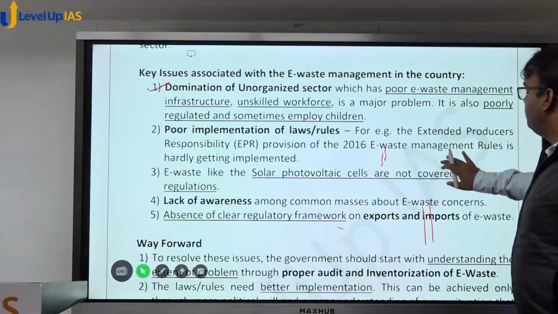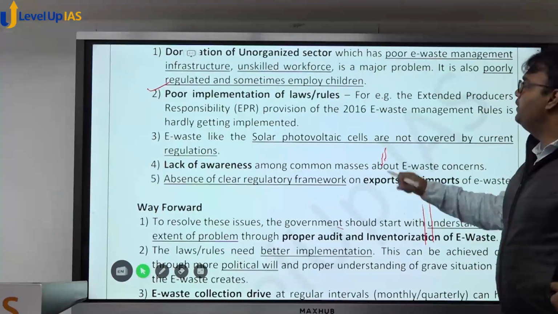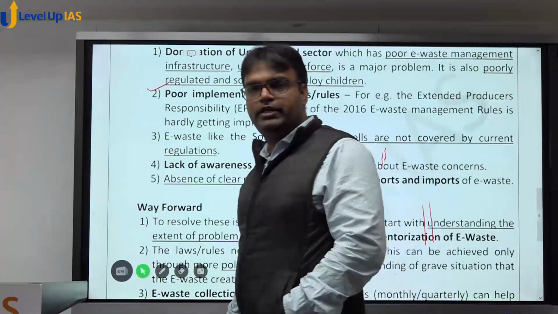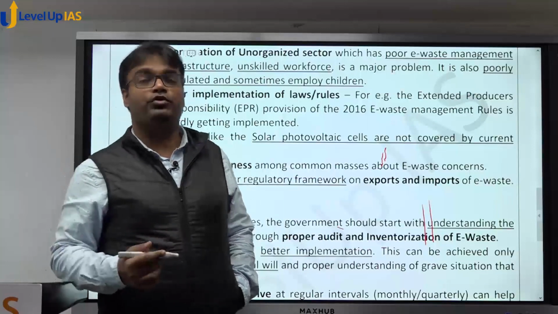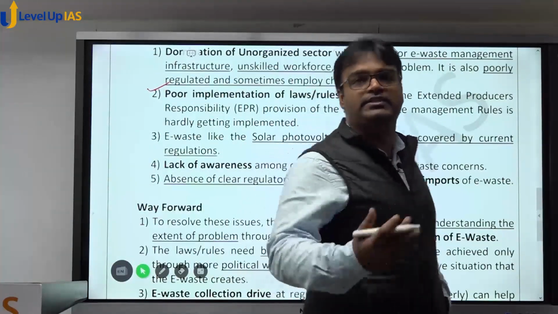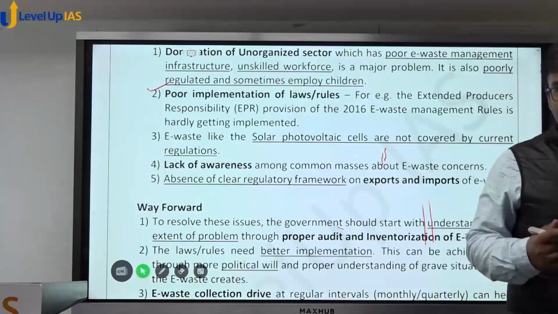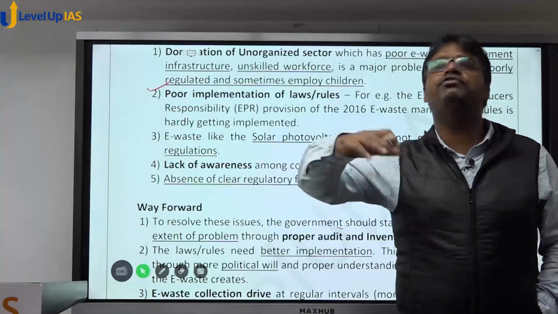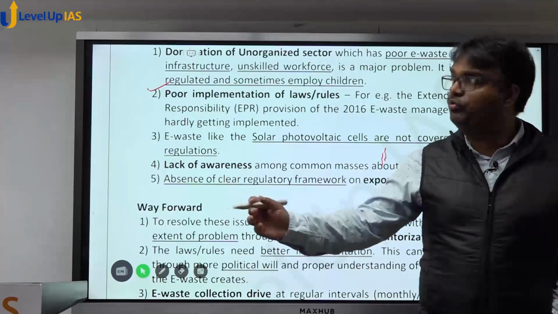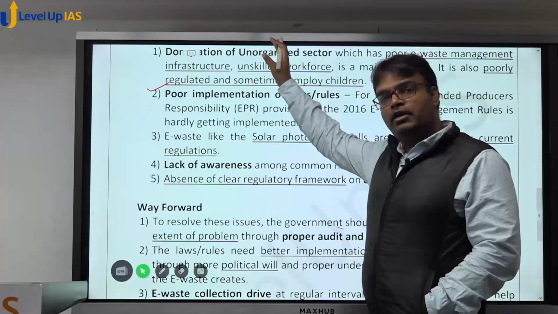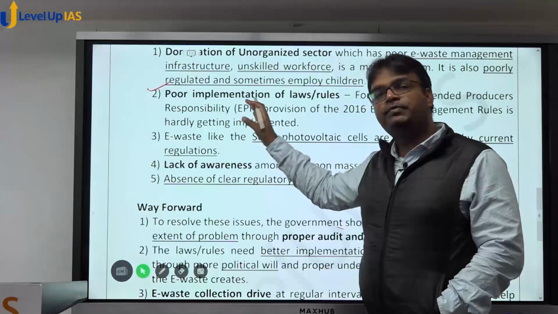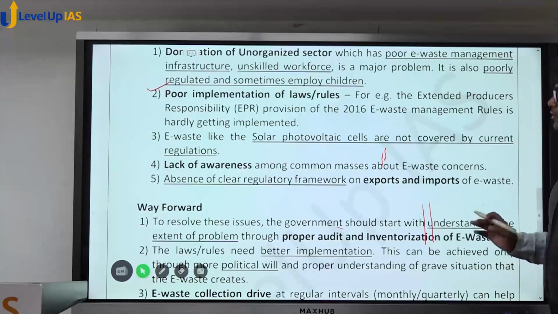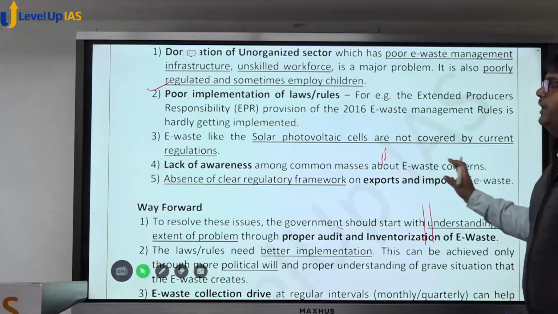Why are we saying it? For example, let's take a look at the 2016 e-waste management rules. इसमें extended producer responsibility norms were there, but these norms are hardly being followed. In 2018, the government had to relax these norms because the 2018 तक का जो extended producer responsibility guidelines were there, targets were there, none of the companies were meeting it. So one, the sector is dominated by the unorganized sector, but also at the same time the implementation of rules, regulations, laws is poor. Then solar photovoltaic cells are not covered by current regulation.